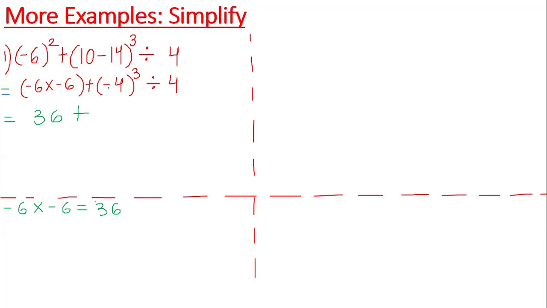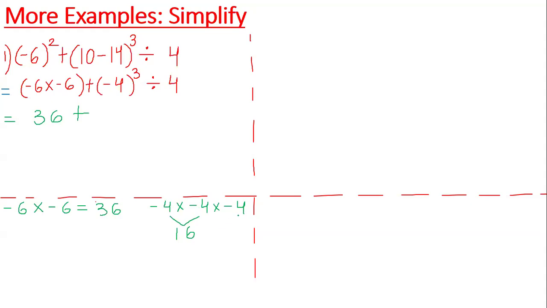Plus negative 4 cubed. What is that? Negative 4 times negative 4 times negative 4. That's what cubed means. What is negative 4 times negative 4? Positive 16.